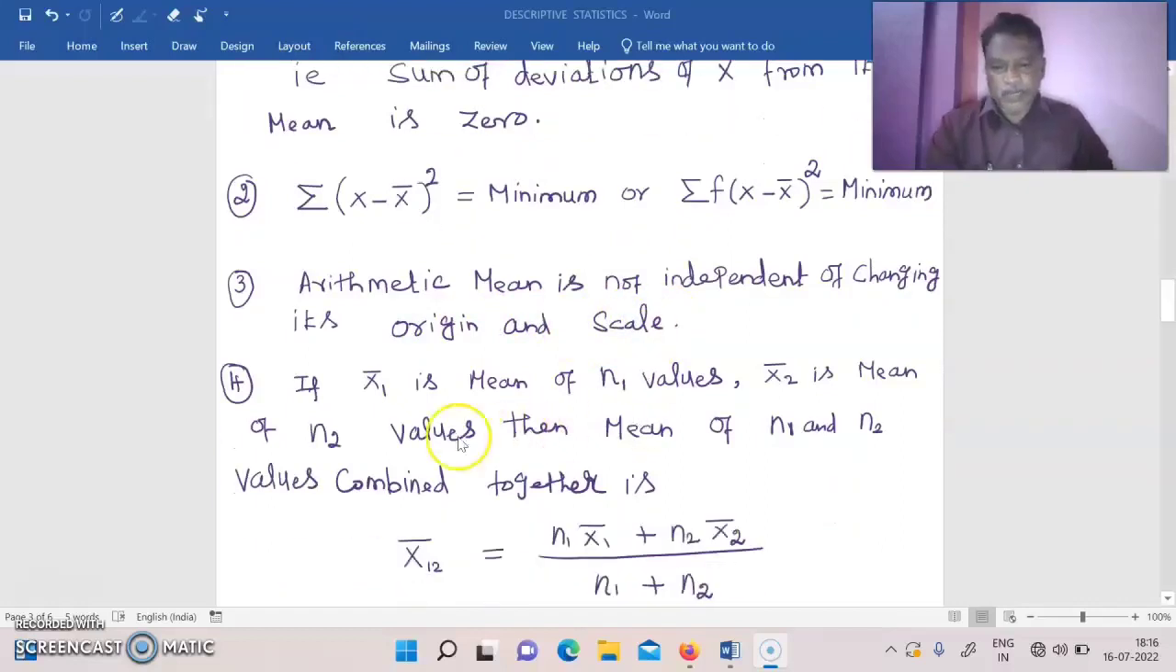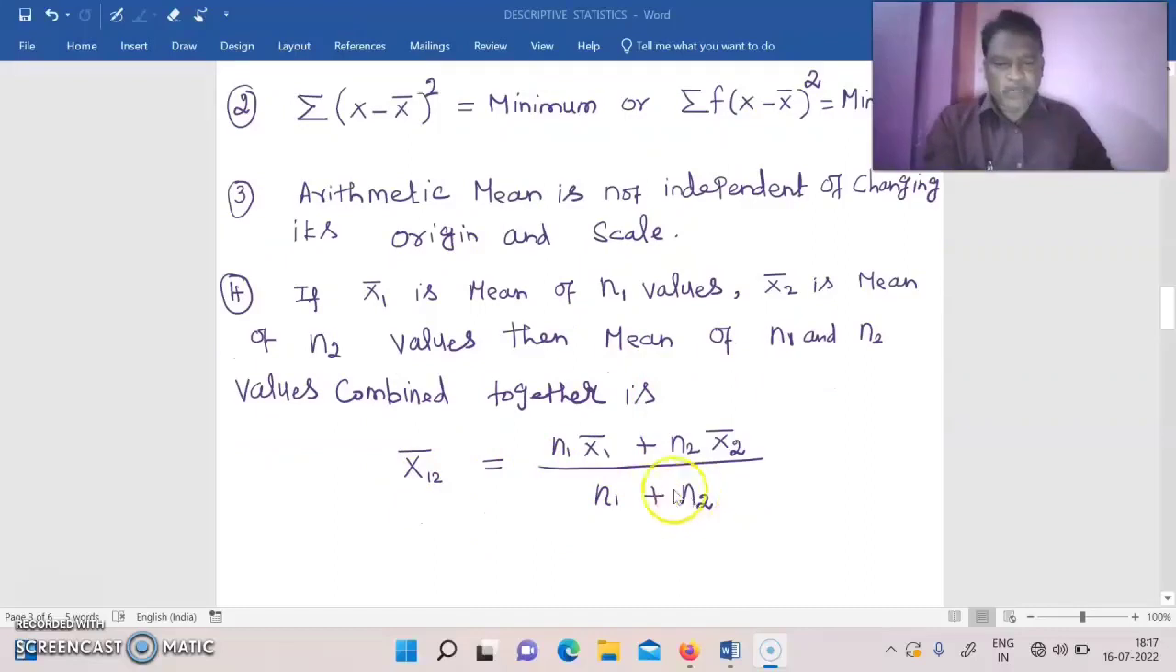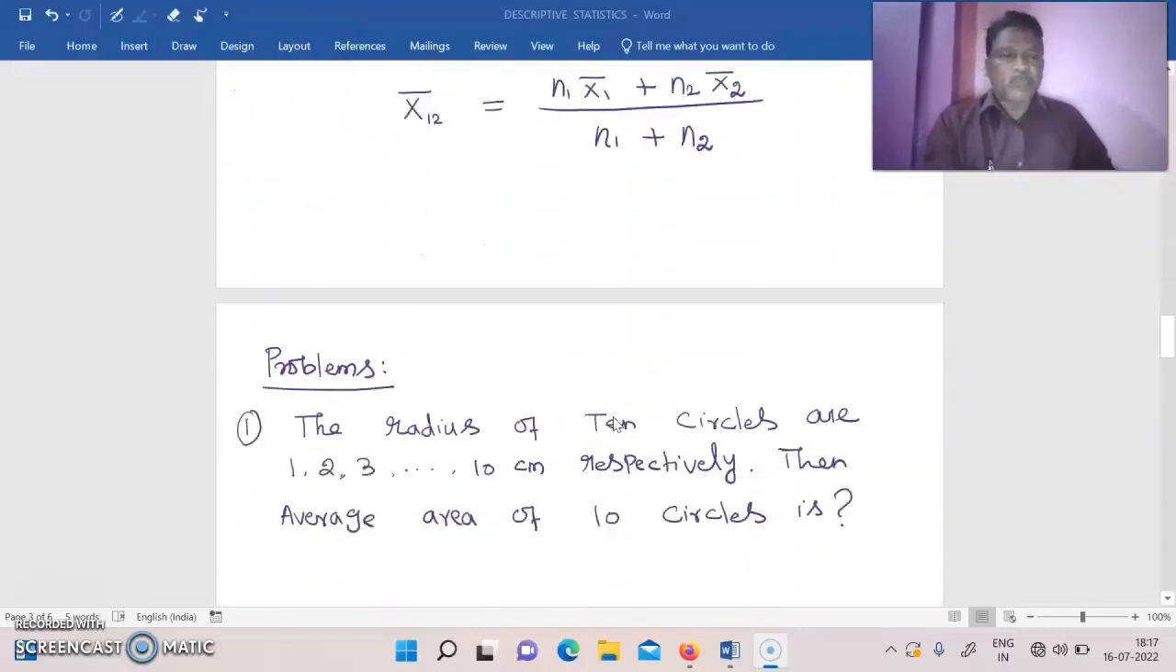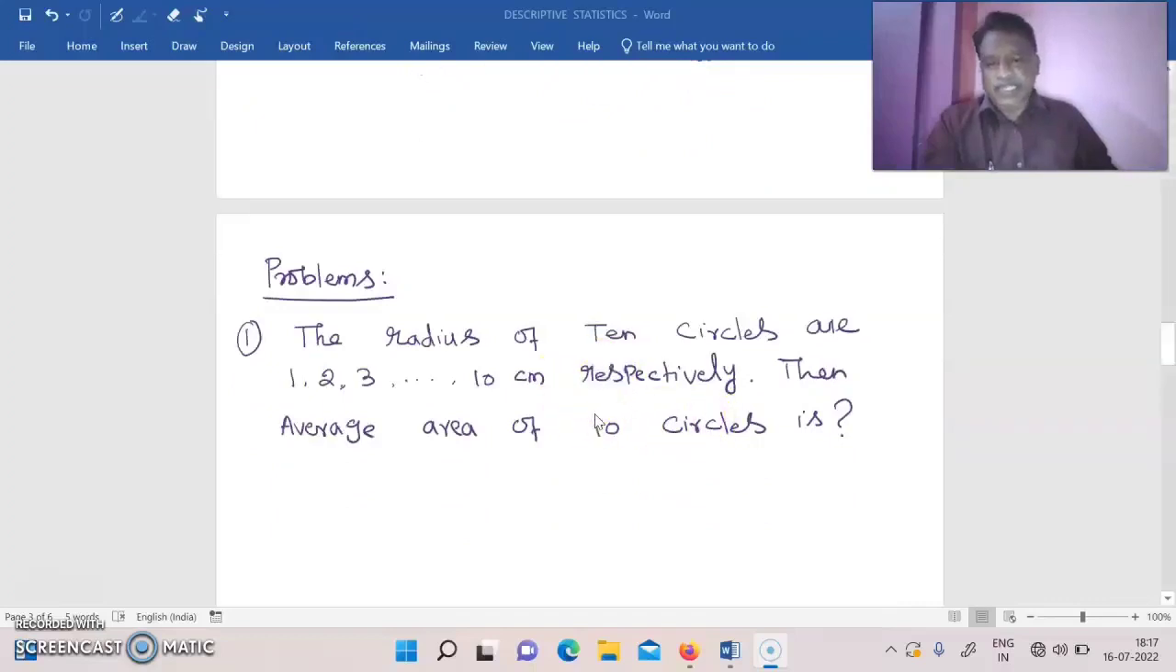And another important property is, if x1 bar is the mean of n1 values and x2 bar is the mean of n2 values, then the mean of the n1 and n2 values combined together is x bar 1 2, which is equal to n1 into x1 bar plus n2 into x2 bar, divided by n1 plus n2. Based on these properties, problems will be asked in competitive examinations in general. So we are going to see how the problems can be asked in the examinations.